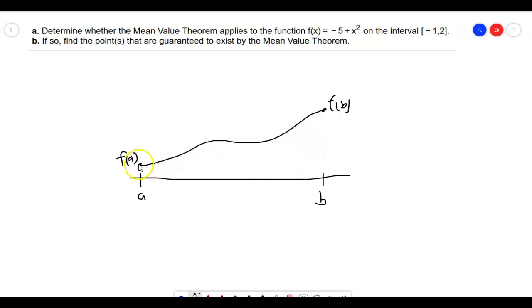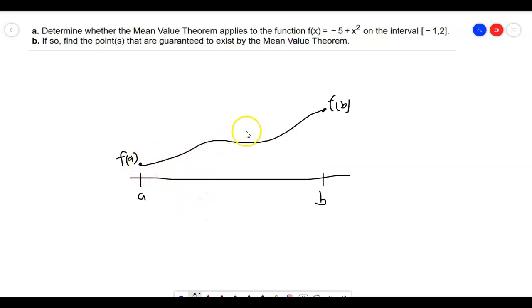All right, and what it means is that if I find the slope from this point to this point, so that is the slope that goes from this first point to this last point, which is f of b minus f of a over b minus a. If I find that slope here, there is guaranteed to be at least one point in this interval that has the same slope.